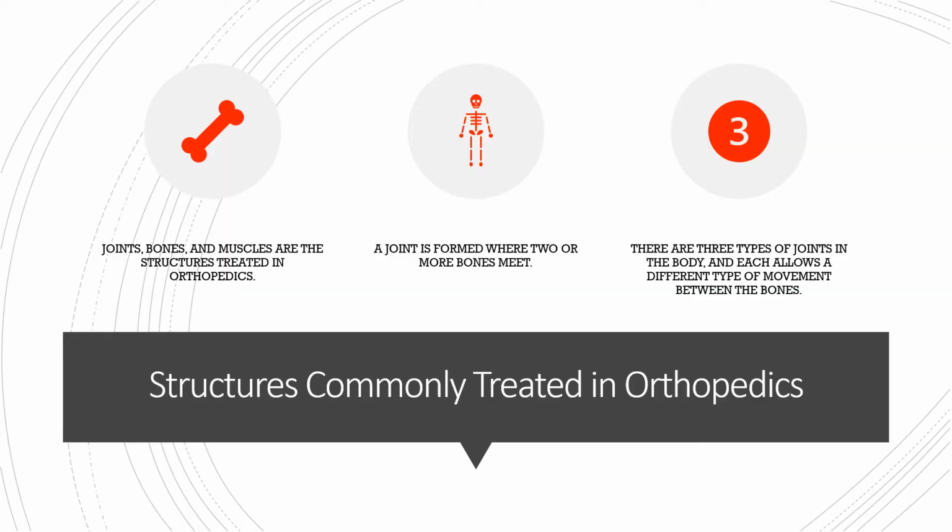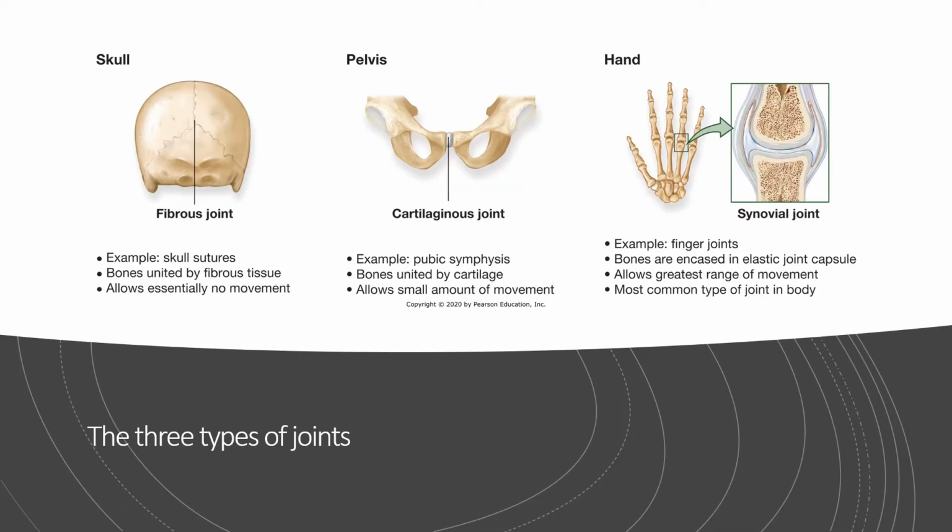In orthopedics, we are going to commonly treat joints, bones, and muscles. A joint is formed where two or more bones meet, and you should know that there are three types of joints in the body, and each allows for a different type of movement between the bones. Here are the three different types of joints: fibrous, cartilaginous, and synovial. An example of a fibrous joint is in skull structures, and the bones are united by fibrous tissue, and really you're not going to get hardly any movement with these types of joints.